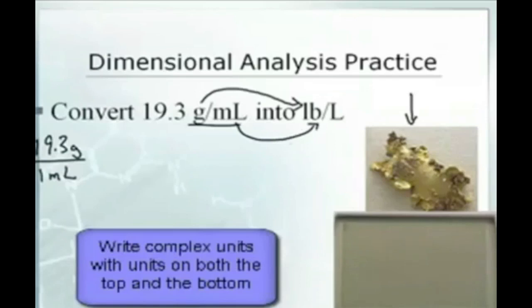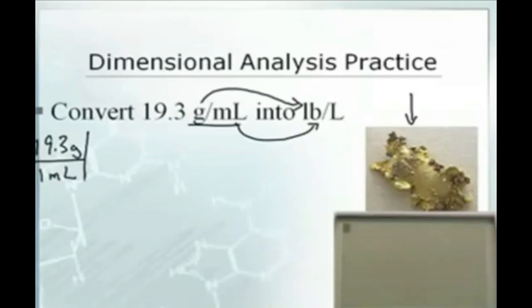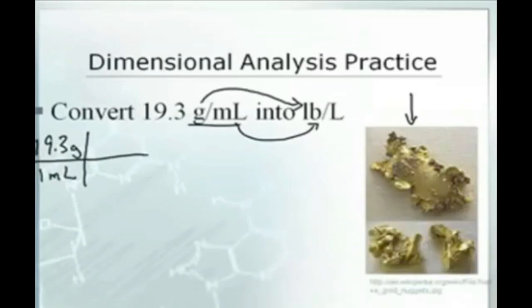Basically, if I had a liter of gold, like a liter bottle of pop, not a 2 liter, half of one, how much would it weigh in pounds? It'd be an interesting question. If you got a Nalgene bottle, that's 1 liter. That's a lot of gold. Let's find out. All right, so 19.3 grams per 1 milliliter.